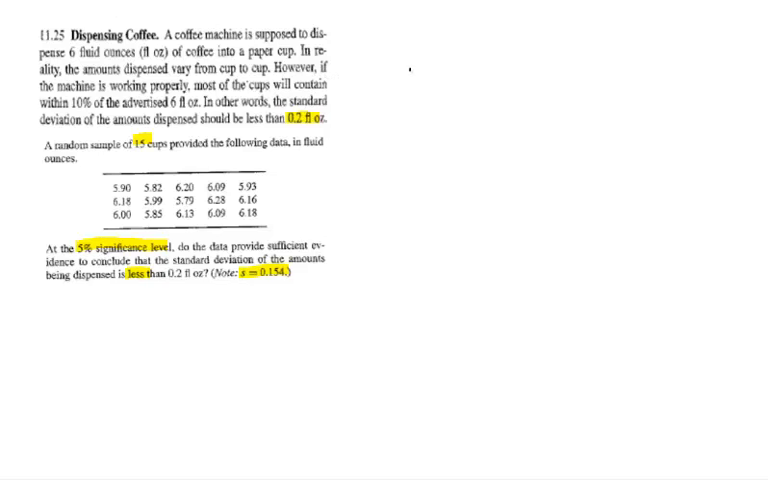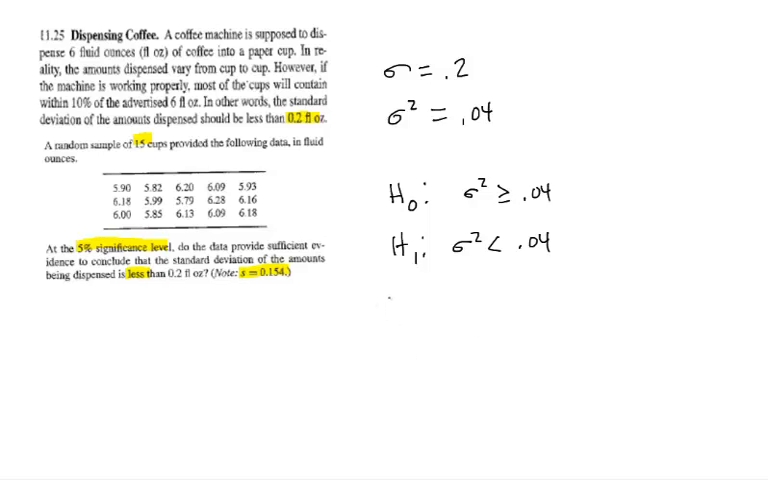So if we know that our standard deviation is equal to 0.2, then our variance is equal to 0.2 squared, or 0.04. So our null and alternative hypothesis are going to be, alternative hypothesis, we're looking for less than, so we're left-tailed, so we're going to say that sigma squared is less than 0.04. And for our null hypothesis, sigma squared is greater than or equal to 0.04. And now we need our critical values.